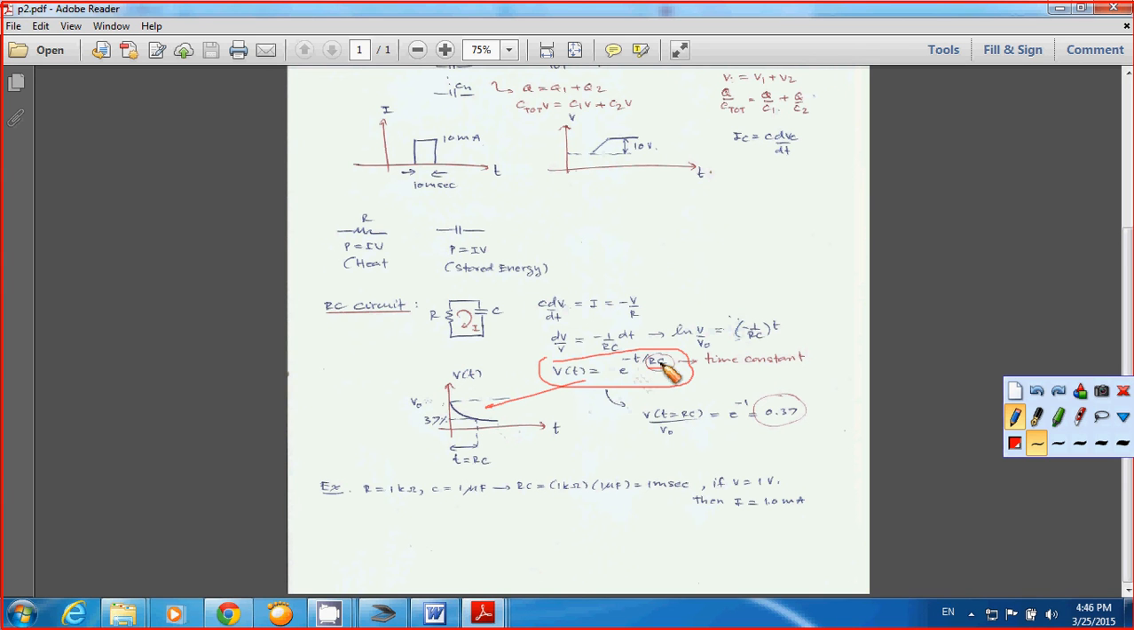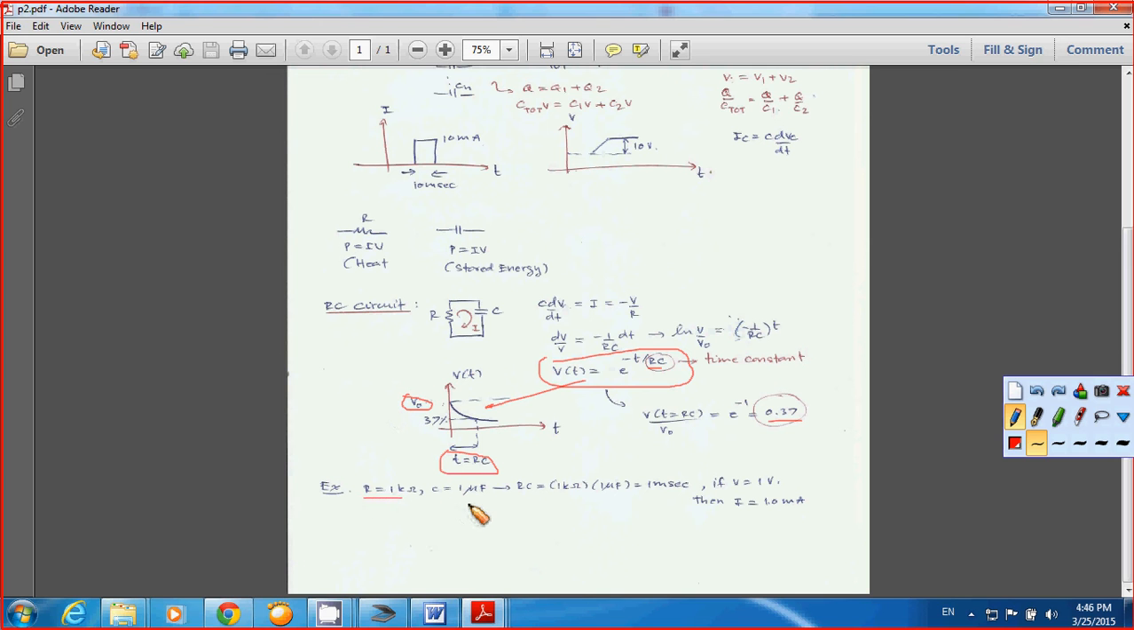And for the time equal to RC, this simply becomes exponential negative 1, and that gives you 0.37, or 37%. Or let's say when your time equals RC, the time constant, your voltage is going to reduce to about 37% of the original voltage, or V0 here.